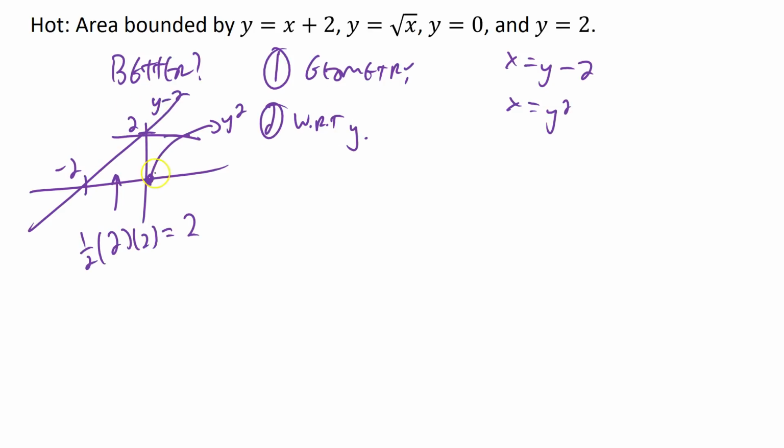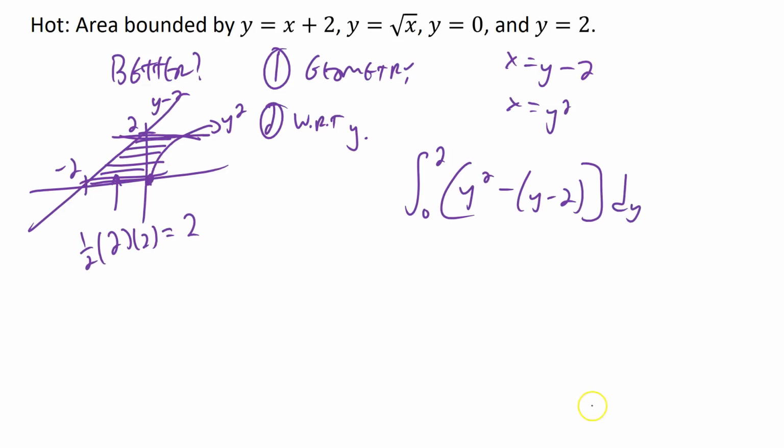And then if we integrate from 0 to 2 along the y-axis, so we're going to be integrating dy. So we're using horizontal rectangles now. So if you integrate from 0 to 2, right function minus left function. So it's going to be y squared minus parentheses y minus 2 dy. Let's see if we get the same thing. So this time we have one function, which is kind of nice. So let's rewrite this as the integral from 0 to 2 of y squared minus y plus 2 dy. So this is why it's kind of nice to do with y, because it's just one function.